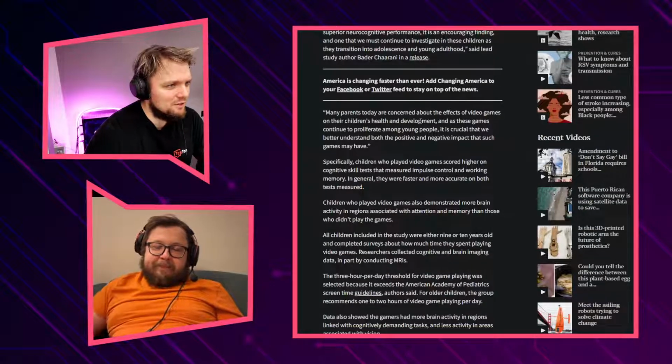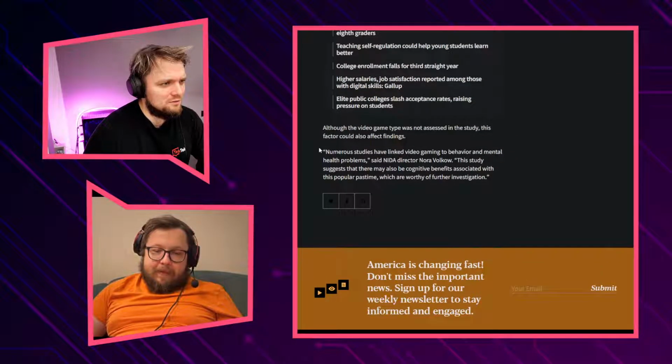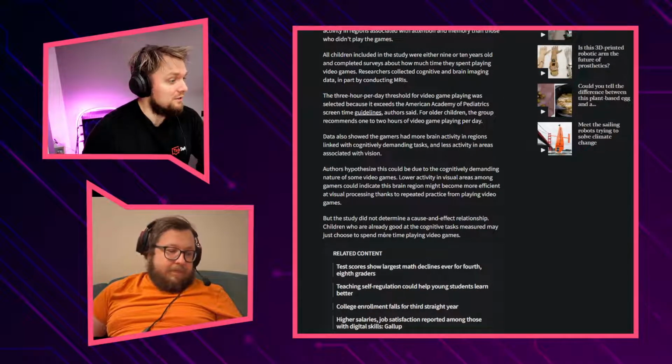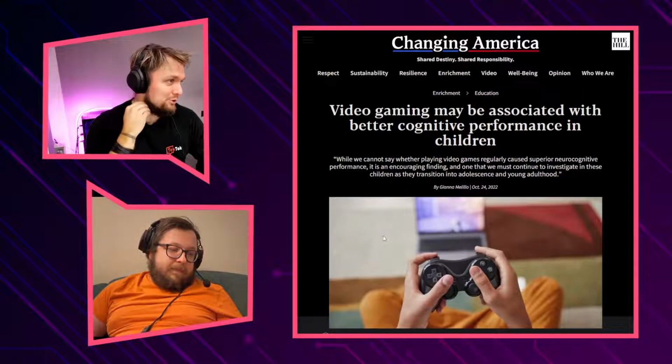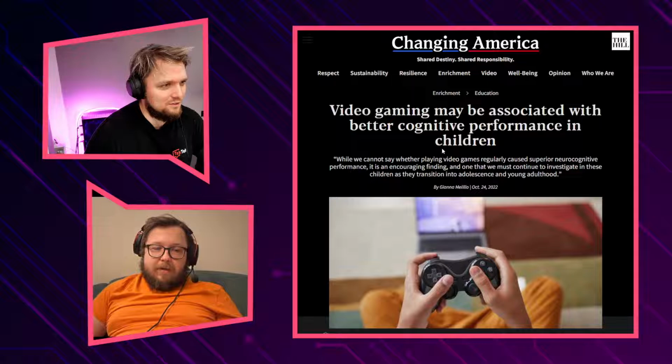So this was the thing, and this factor could also have affected the findings. This was basically a feel good story that we all needed in the times of Elon buying Twitter.